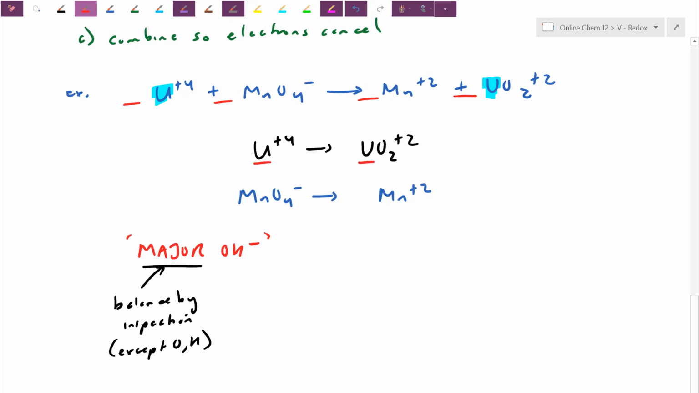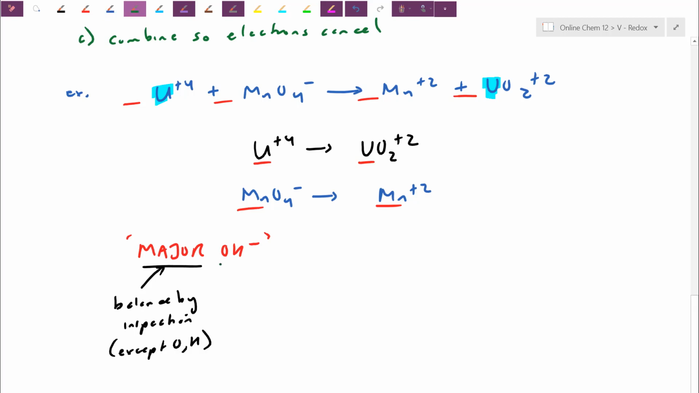Uranium is a major atom. That's not O or H. I'm going to balance for the number of atoms. I have one uranium, one manganese, one manganese. Perfect. Now I know the uranium here is actually a plus 4 and the other one isn't compounded, but I'm just looking at the number of atoms at the moment. Okay, so I balance that, check.